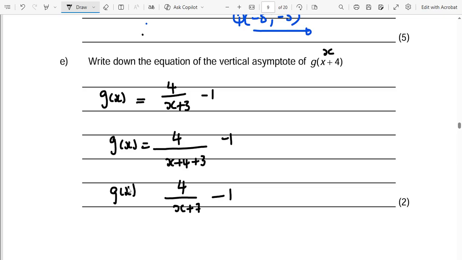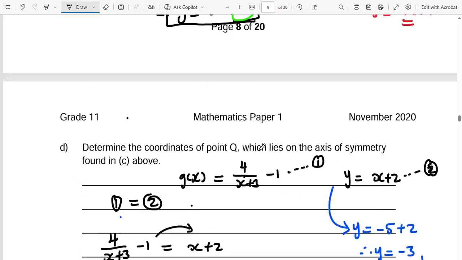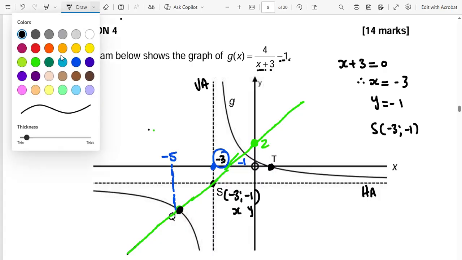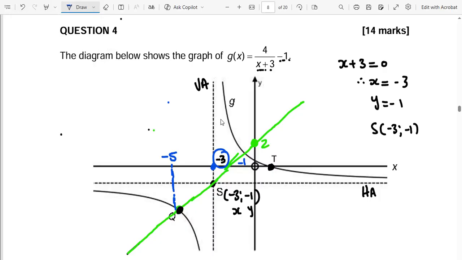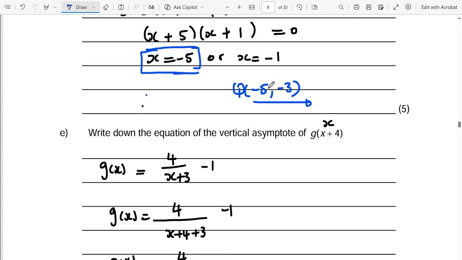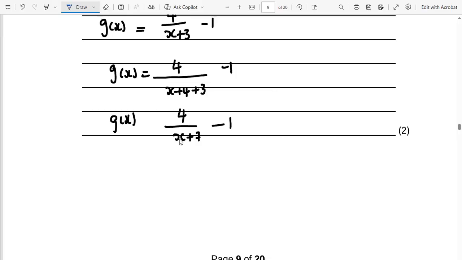The question said, find the equation of the vertical asymptote. If you were paying attention earlier on, we said that we find the vertical asymptote by taking the denominator and equating it to 0. That's how you find the vertical asymptote. So this is what I'm going to apply here. So x plus 7 equated to 0, therefore the answer will be minus 7 as your vertical asymptote.